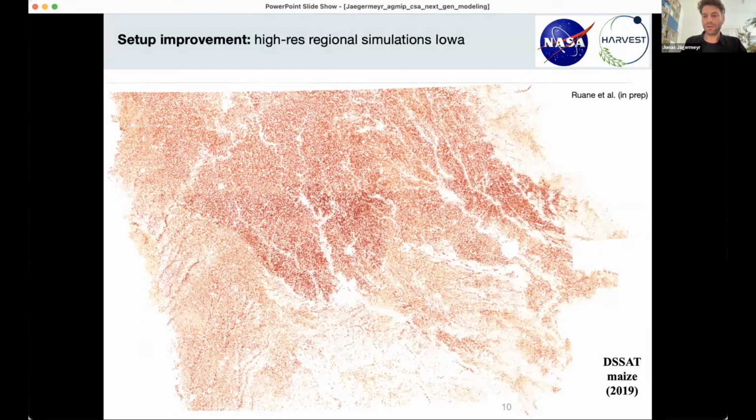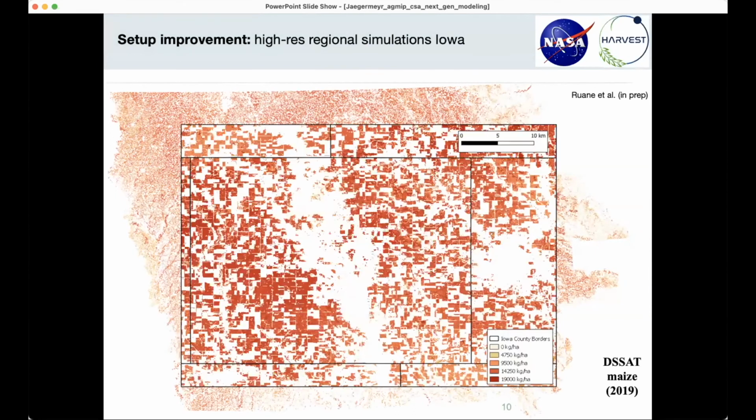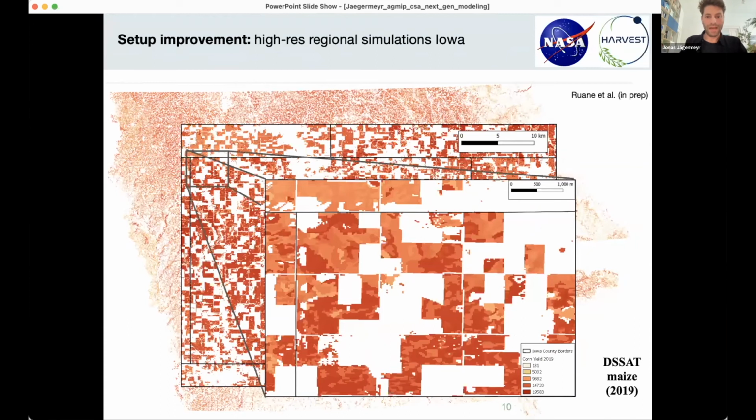But also in-house, Alex Ruane and others lead projects setting up the DSSAT model for very high resolution in Iowa to get a hold of processes that we usually can't address in our global models at half-degree grid.